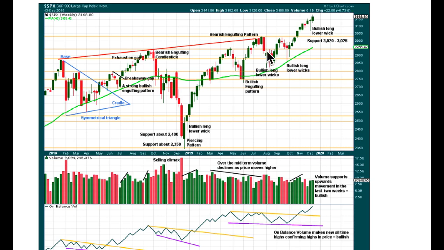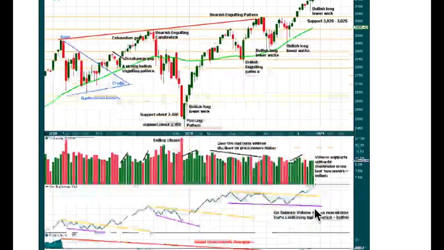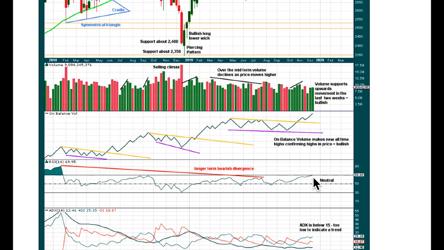At the weekly chart level this week, upwards movement with a higher high and a higher low coming after this bullish long lower wick of the previous downward week. This week we see a little increase in volume, and on balance volume confirms new all-time highs this week. RSI is still just in neutral territory. There's a little bit of room before it will reach overbought.